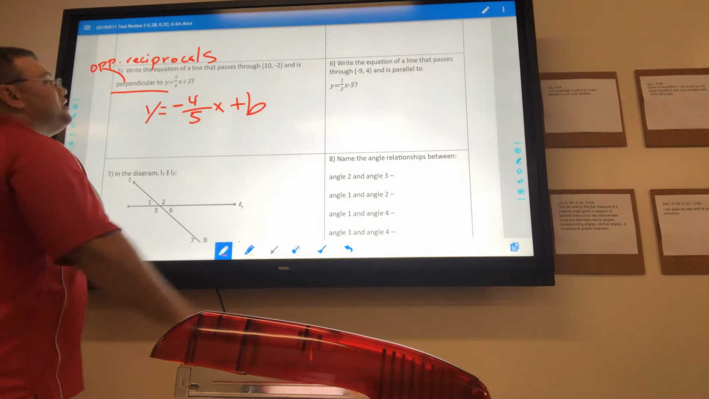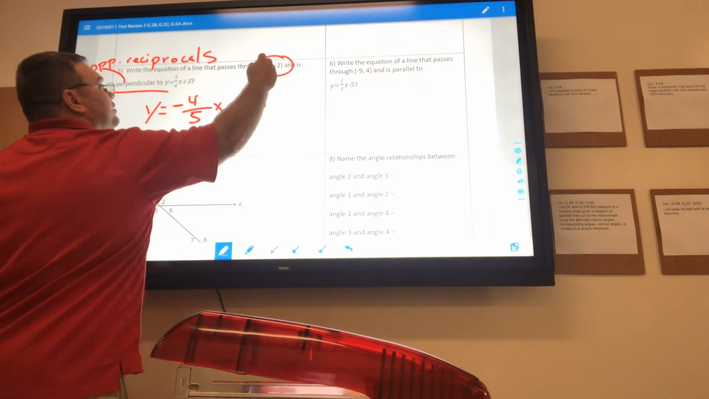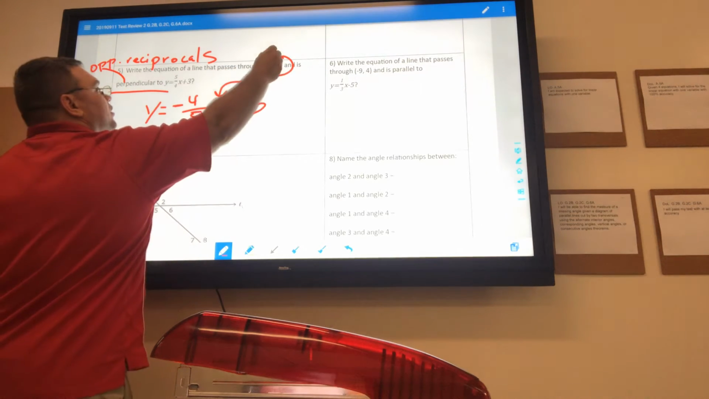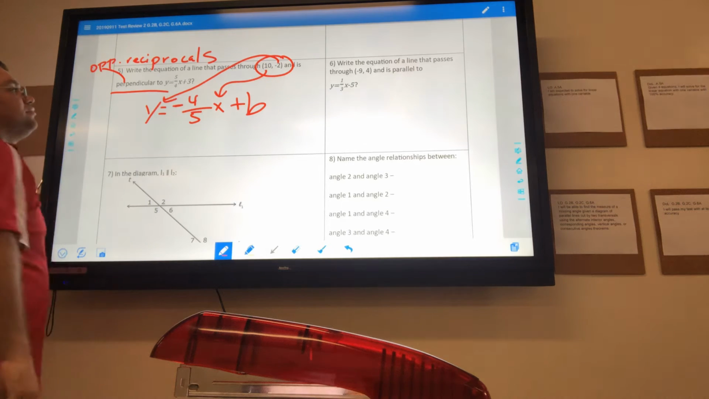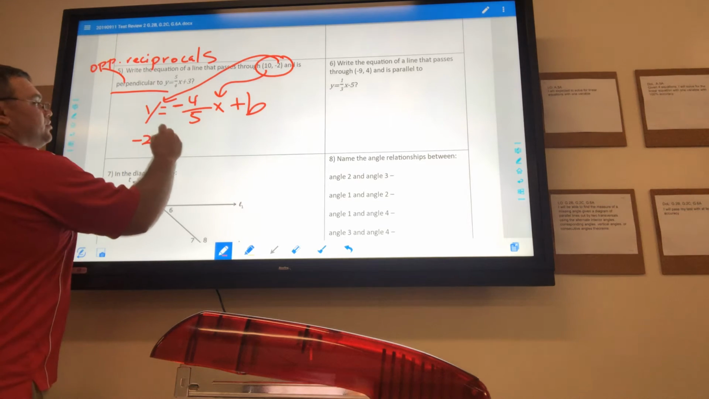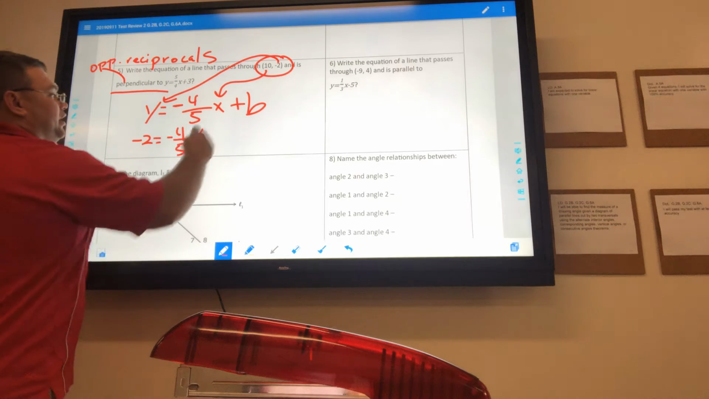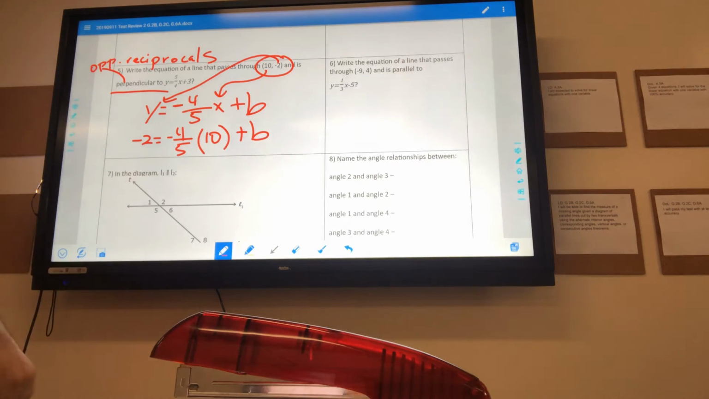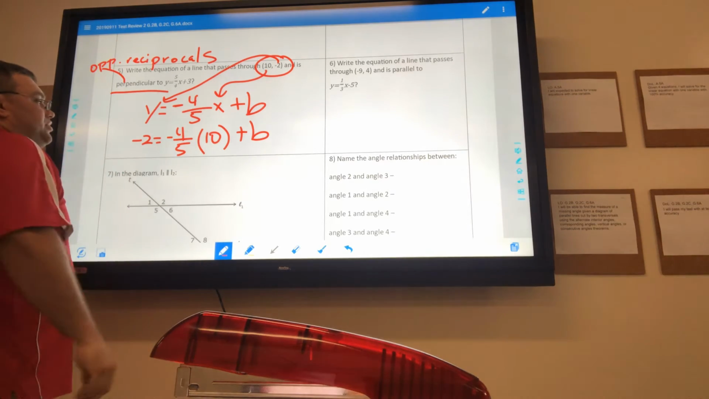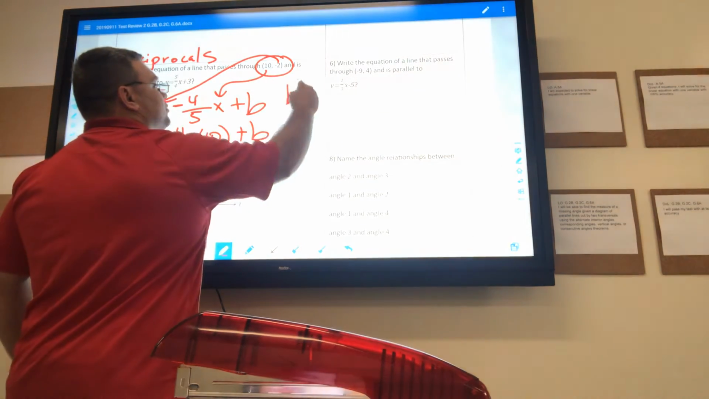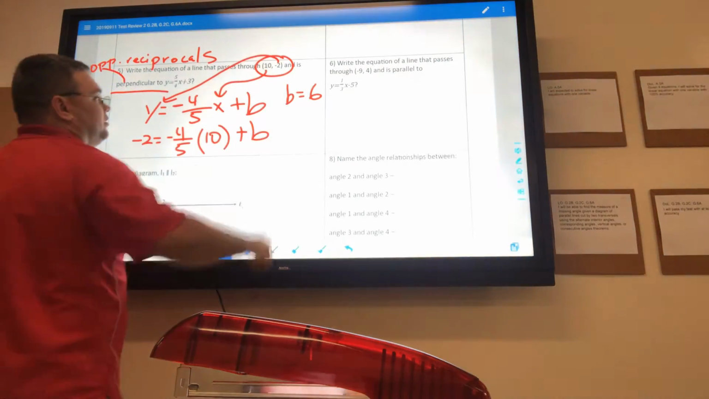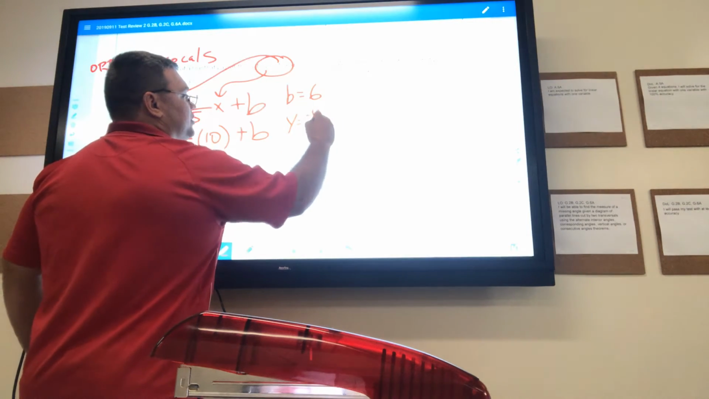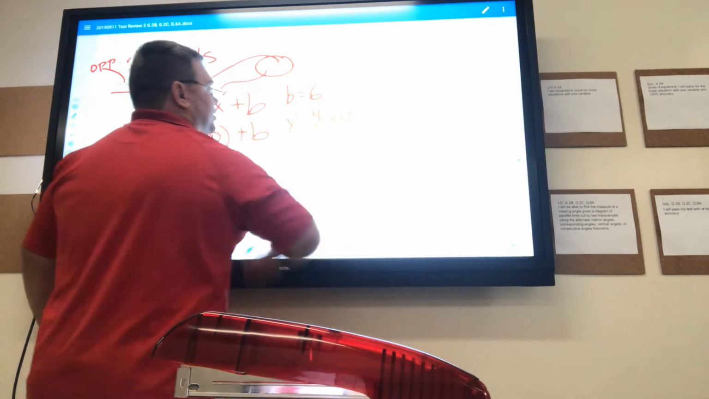So I need to know what b is. In order to find b, I take this point: I plug in 10 for x and plug in y. That gives me -2 equals -4/5 times 10 plus b. From there you would solve it on your calculator. I think I get b equals 6 when I do that. So I rewrite the equation as y equals -4/5 x plus 6.